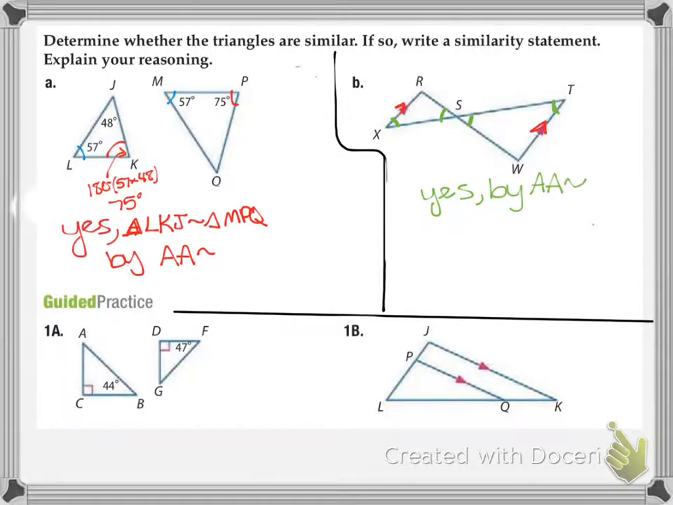And again, you could write a little congruent statement for that. Triangle XSR is similar to triangle TSW. And then let's look at these last two really quickly. Here, again, we only have angle measures in both of those. So I'm actually going to move on, and we're going to find some where we have some side lengths.